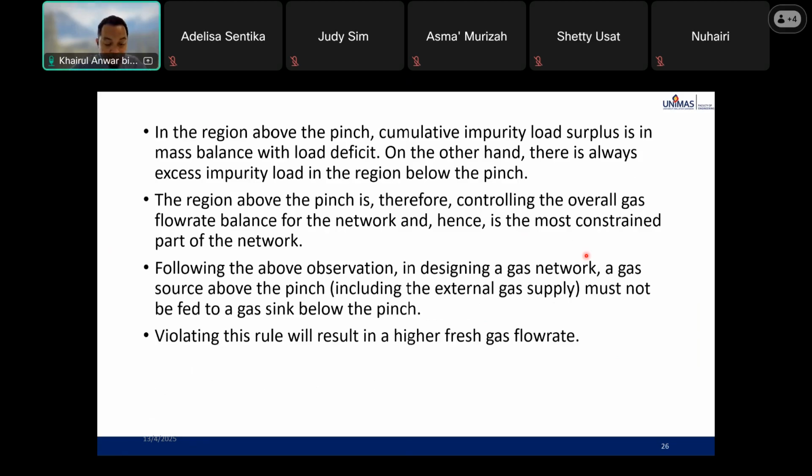Following the above observation in designing gas network, at the gas source of the pinch, the external gas supply must not be fed to a gas sink below the pinch. So gas sink below the pinch, what is it? That one you refer to the table 5. Table 5 below the pinch 40. So 50, 65, and 100, which is the process 2 source. 65 is the combustion and wastewater treatment.